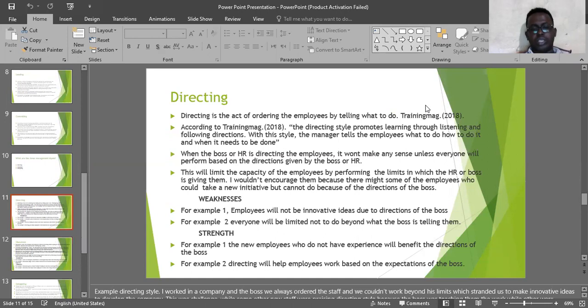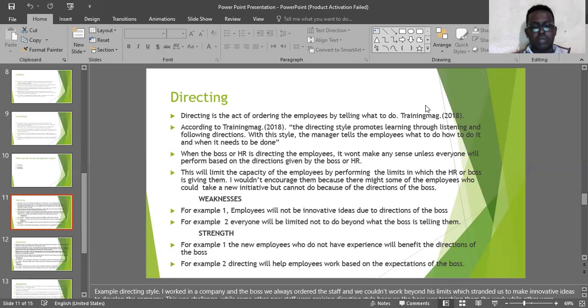Directing is the act of ordering the employees by telling them what to do, and this is according to the Training Mark 2018. According to the Training Mark 2018, the directing style promotes learning through listening and following the instructions. With this style, managers tell the employees what to do, how to do it, and when it needs to be done. So when the boss or the human resource is directing employees, it won't make any sense unless everyone performs based on the directions given by the boss.